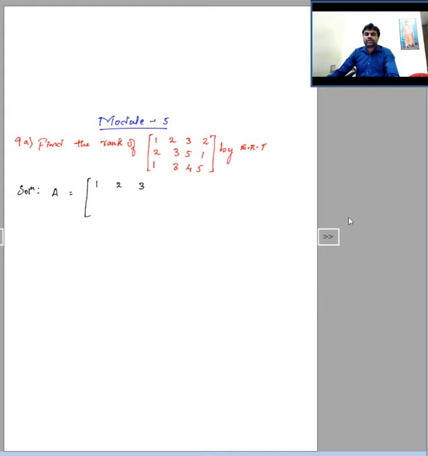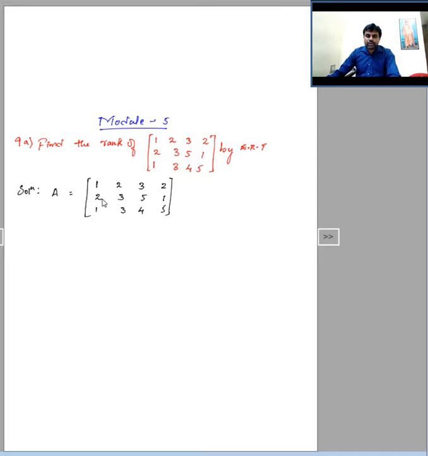When you consider the given matrix as A, the leading entry is this one. The first row, first element is called the leading entry. That element should always be non-zero. Keep in your mind that element should be non-zero.